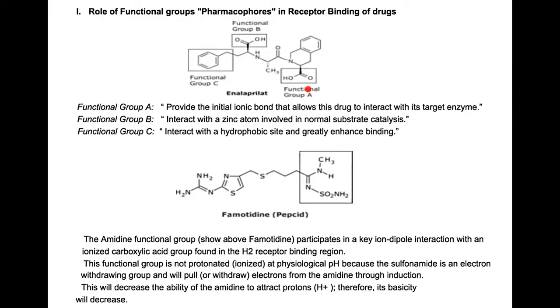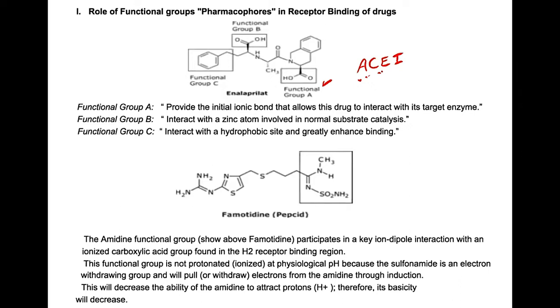Enalaprilat, as we know, is an ACE inhibitor, which means that it should bind to the ACE enzyme, which is angiotensin converting enzyme, to inhibit it. It helps in the treatment of hypertension and has an important action in decreasing preload and afterload in people with congestive heart failure. Okay, let's go back.